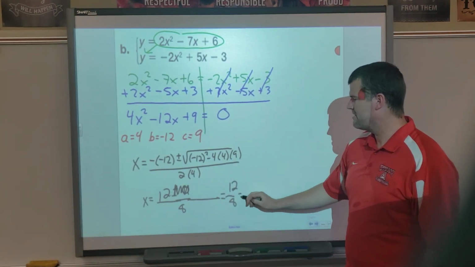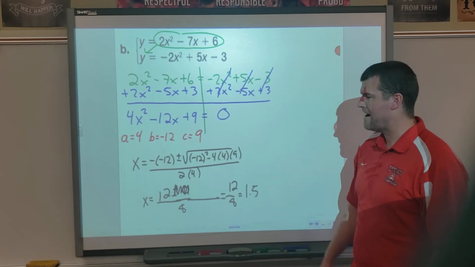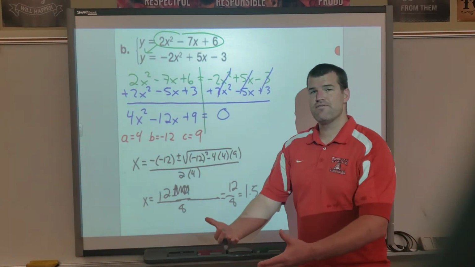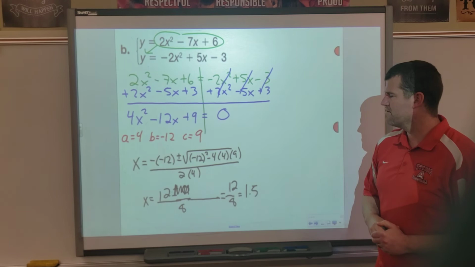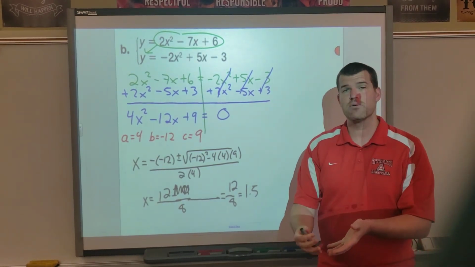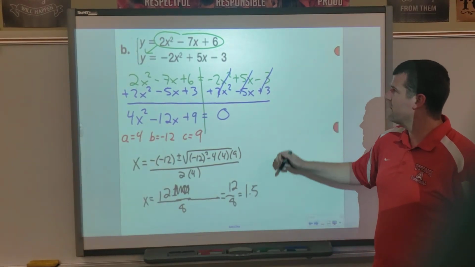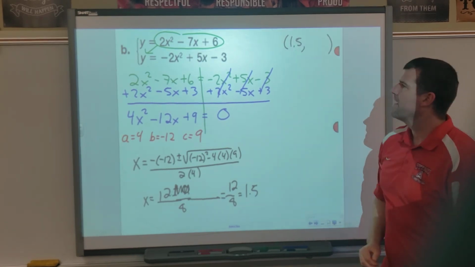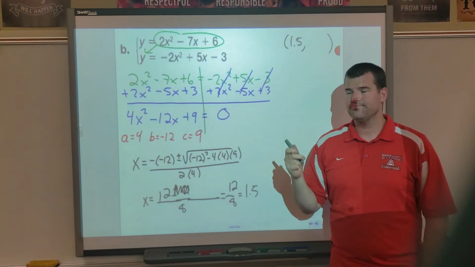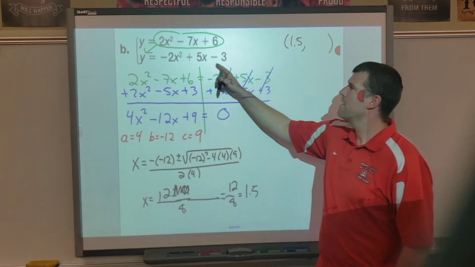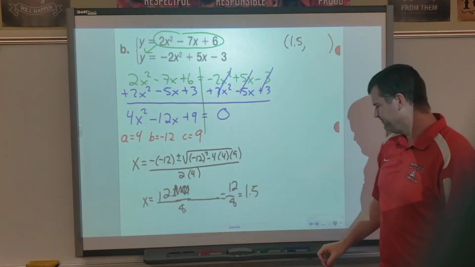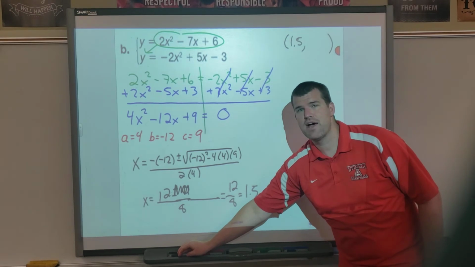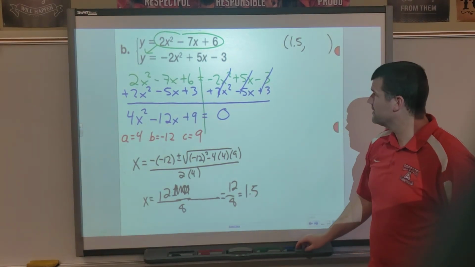Which 12 over 8 is the same as 1.5. So the only ordered pair where they cross is going to have an x value of 1.5. How do we find the y coordinate? Well, we're going to take the x and plug it in. Again, it does not matter which of the 2 equations I plug it into.